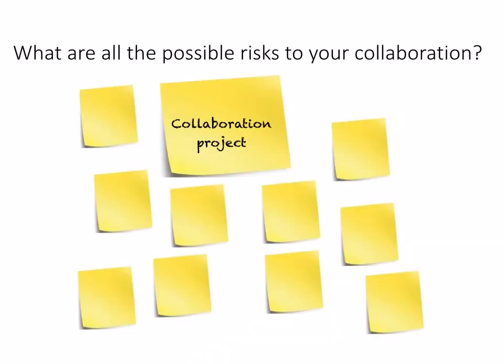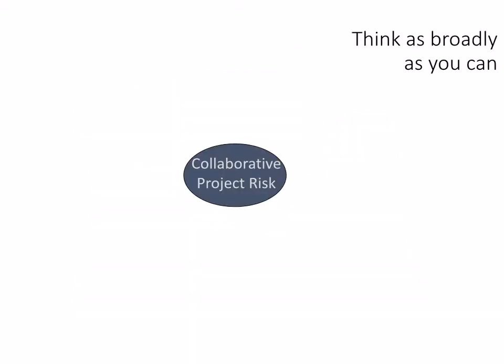Firstly, what are the possible risks to your collaboration? There are some obvious ones that might relate to funding, recruitment, ethics, health and safety, or data management, but it can be difficult to identify very many, and you might need to do some research. You should start by thinking as broadly as you can and looking at risks associated with different aspects of your project. Not just the obvious ones, but also those associated with people and disciplines involved.